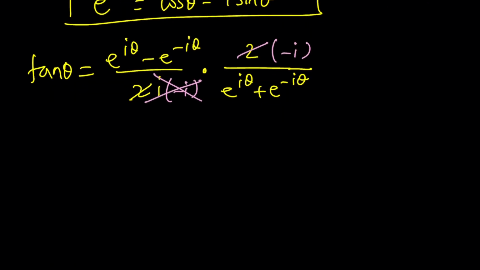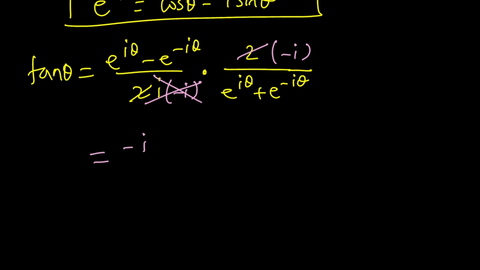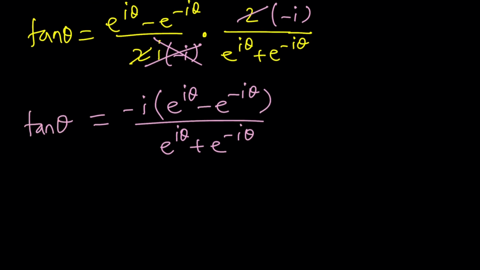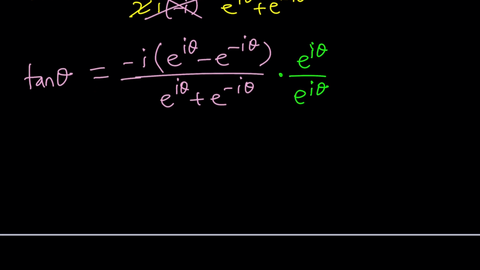And now we can go ahead and write this as negative i multiplied by e to the i theta minus e to the negative i theta, and that is divided by e to the i theta plus e to the negative i theta. Great. Now that's tangent theta. So we kind of have a formula. If you want to memorize it, be my guest. But I wouldn't. And then we can probably multiply by e to the 2i theta, or actually i theta would be good enough. Let's multiply the top and the bottom by e to the i theta and distribute it.